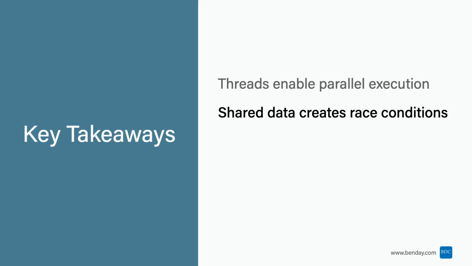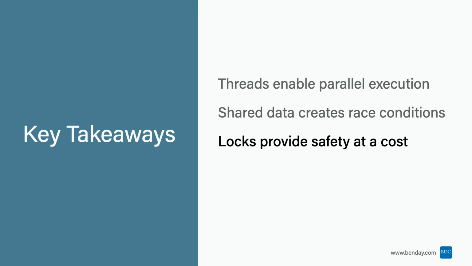When threads access the same variables without synchronization, you get race conditions. Results become unpredictable and bugs become intermittent nightmares. The fix is simple: synchronize access. The lock statement ensures only one thread accesses critical code at a time. It's simple but effective for basic thread safety. Just remember, locks reduce parallelism.